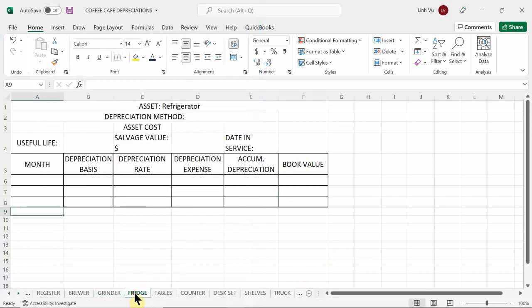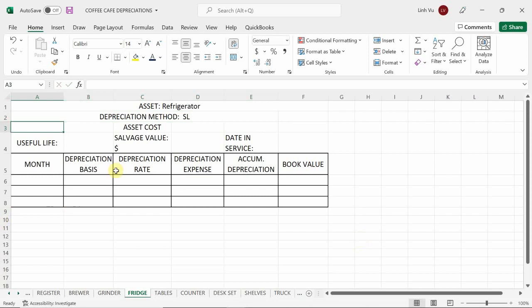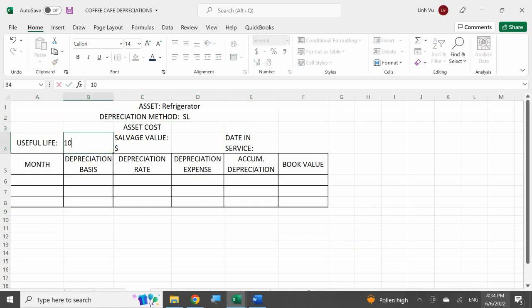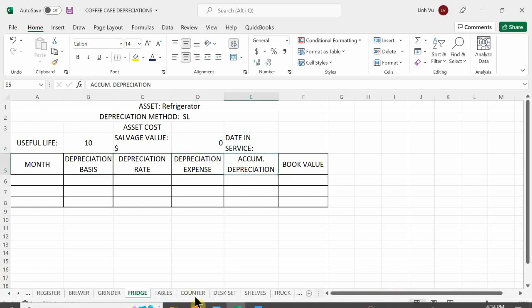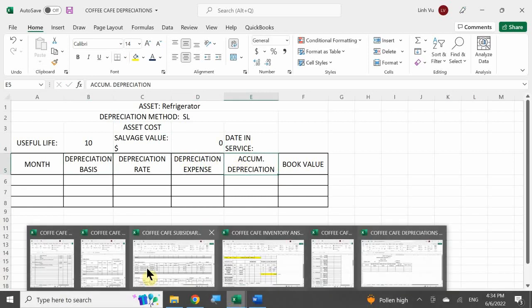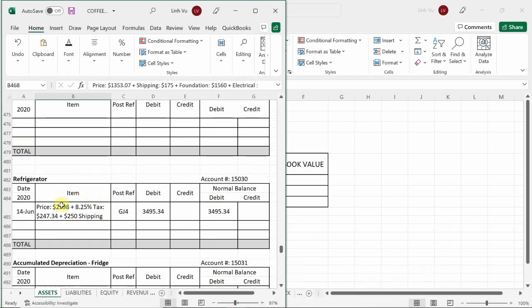So here we go, fridge. We're going to be using straight line. We have an estimated useful life of 10 years. We have salvage value to be 0. And let's see when we made a purchase of it and how much it cost. So in this case, scroll down. Here's the refrigerator. We purchased it as of June 14.